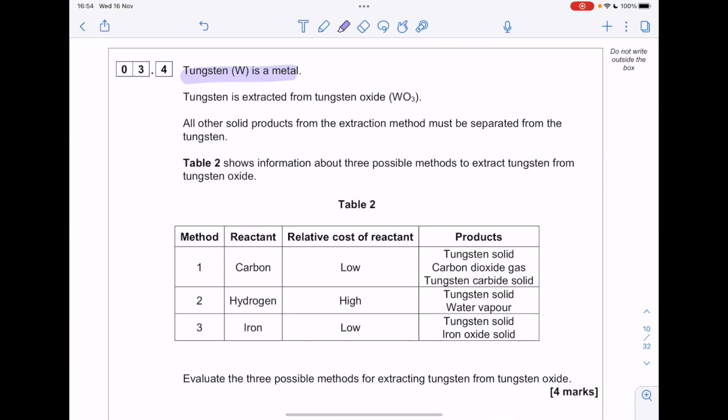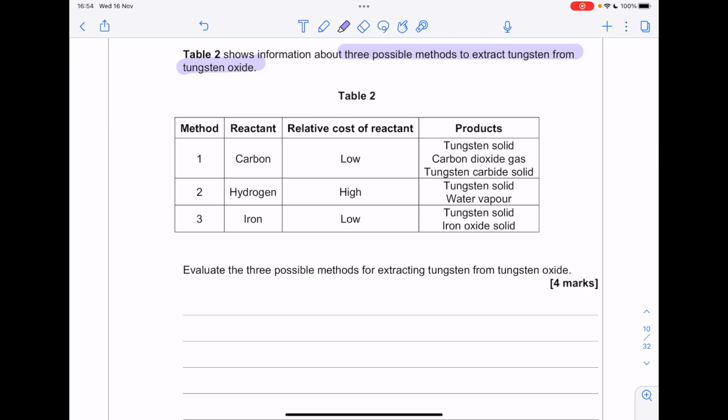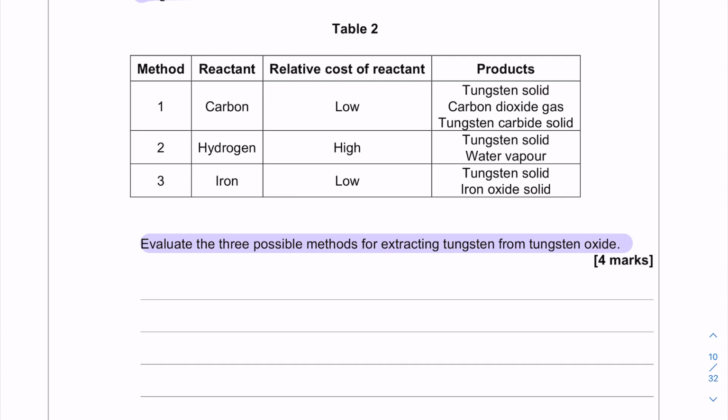Tungsten is a metal. Tungsten is extracted from tungsten oxide. All other solid products from the extraction method must be separated from tungsten. Table 2 shows information about 3 possible methods to extract tungsten from tungsten oxide. Evaluate the 3 possible methods for extracting tungsten from tungsten oxide. So evaluate means give the advantages and disadvantages of each.